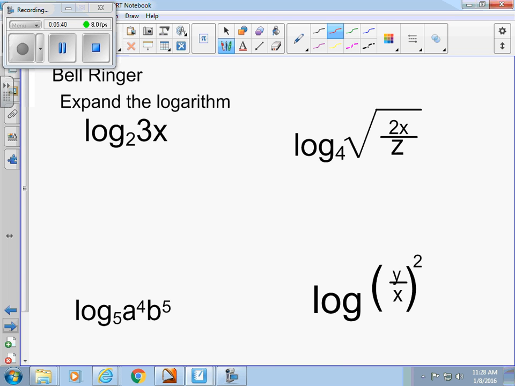Expand. The first one, the reason I put that up there is a lot of times people think they can't expand 3 times x because they think they're stuck together. I just wanted you to know that you can do log base 2 of 3 plus log base 2 of x. You can expand that; they do separate. A 1/2 power.